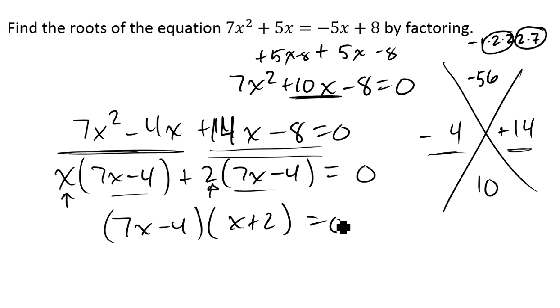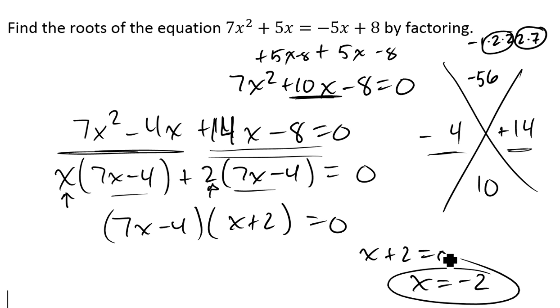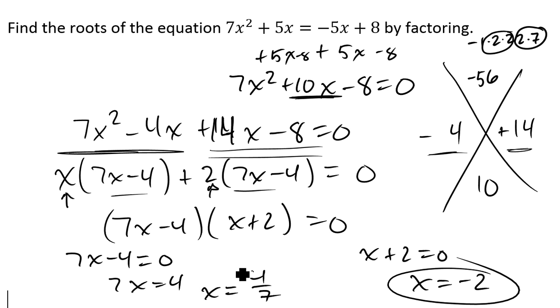So in this factored form, I can see what the roots of this equation are. One of them is pretty quick, right? x plus 2 equals 0. Therefore, x has to equal negative 2. So negative 2 is one of my roots. The other root: 7x minus 4 must equal 0. Therefore, 7x equals positive 4, and x would have to equal 4/7. So my two roots of this equation are 4/7 and negative 2.